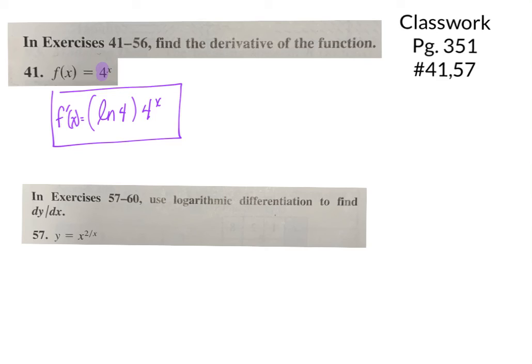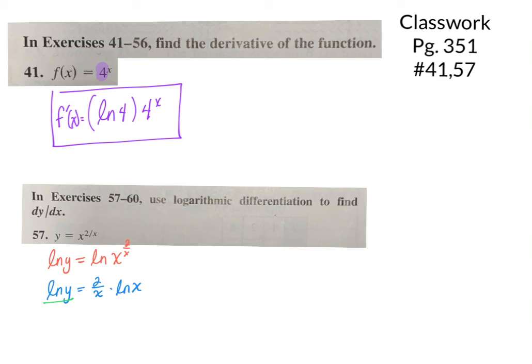So the first one, you're literally just going to take that first rule on page 353, I think, and natural log of 4 times your function. The second one, you're going to have to do the natural log of both sides. So you're going to want to do natural log of y equals natural log of x to the 2 over x. This will allow you to expand it. Natural log of y equals 2 over x times natural log of x. And then you'll be able to take the derivative.